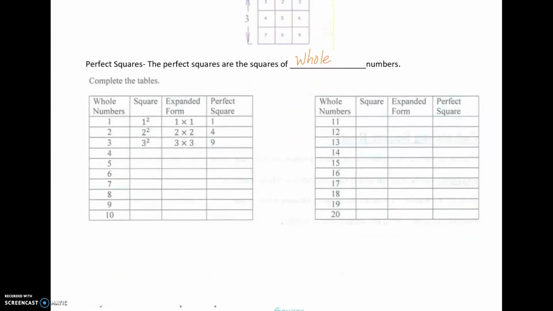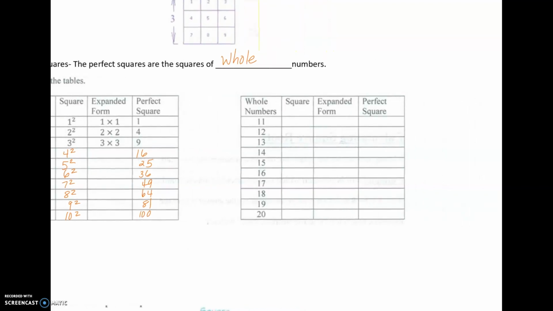The next part says complete the table. If you don't know your perfect squares through 20, it's a good idea for you to go ahead and commit those to memorization. It's just good to know, and it's fast practice. I'm not going to do it to expanded form, but 4 squared is 16, 5 squared is 25, 6 squared is 36, 7 squared is 49, 8 squared is 64, 9 squared is 81, 10 squared is 100. So that's the first 10, but let's go to 20.